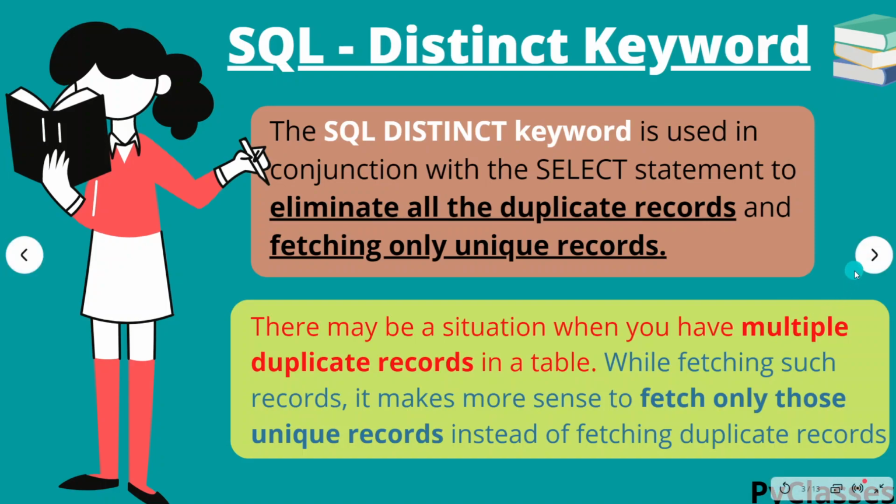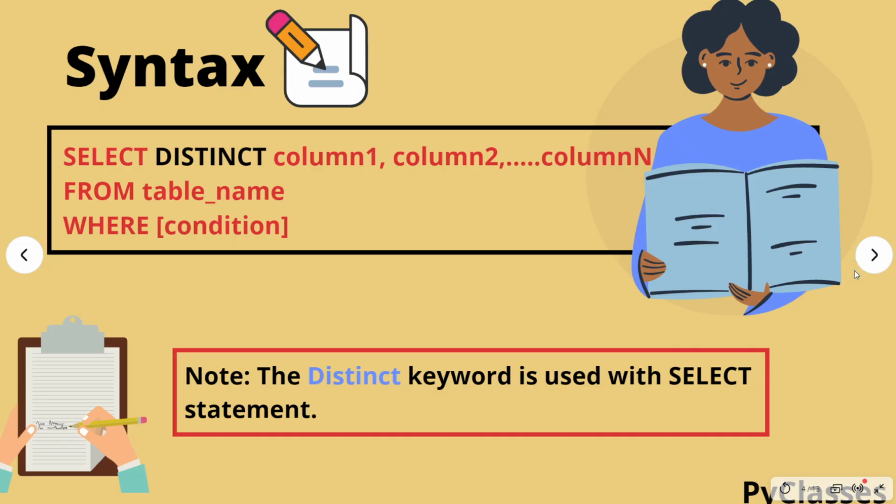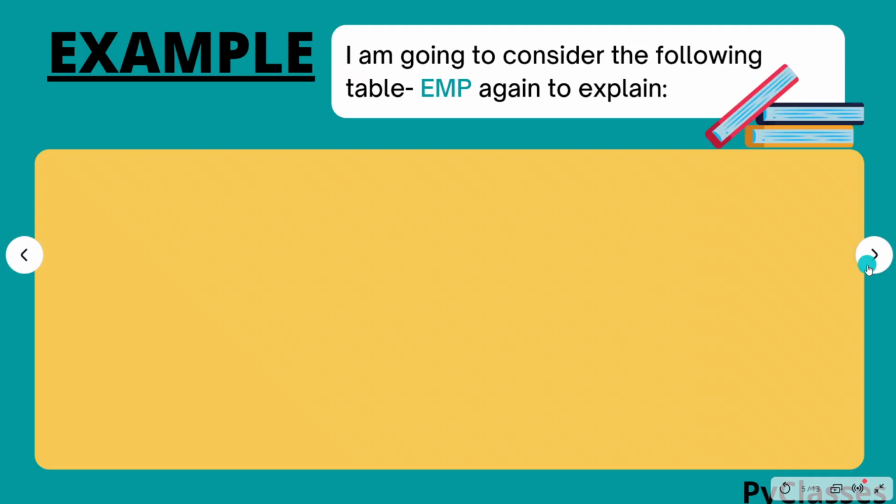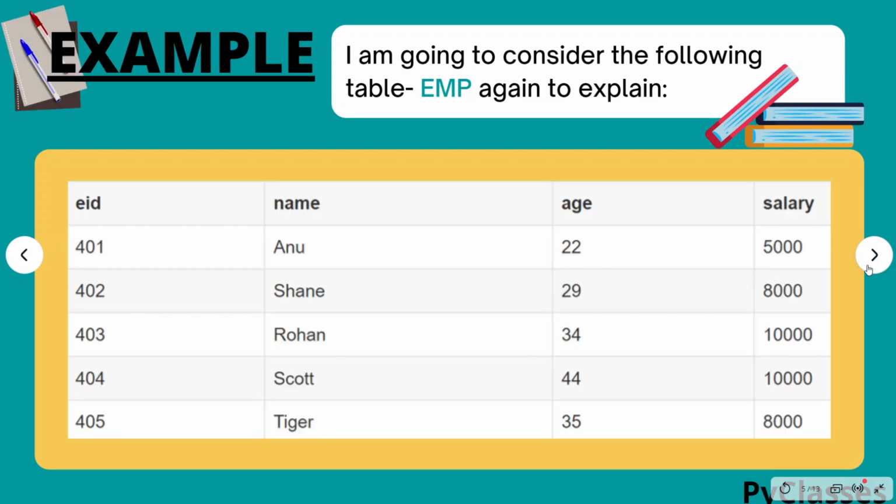So now that I have told you what the DISTINCT keyword is, let's understand the basic syntax of the DISTINCT keyword. SELECT DISTINCT column names FROM table name WHERE condition; Note, the DISTINCT keyword is used with the SELECT statement. Now that I have told you the basic syntax, let's understand it through an example.